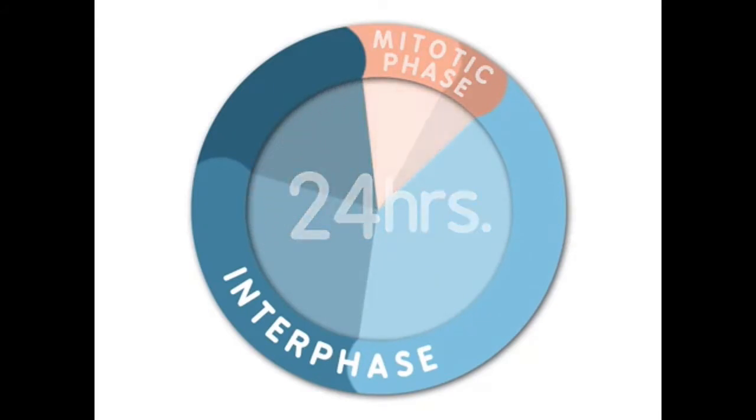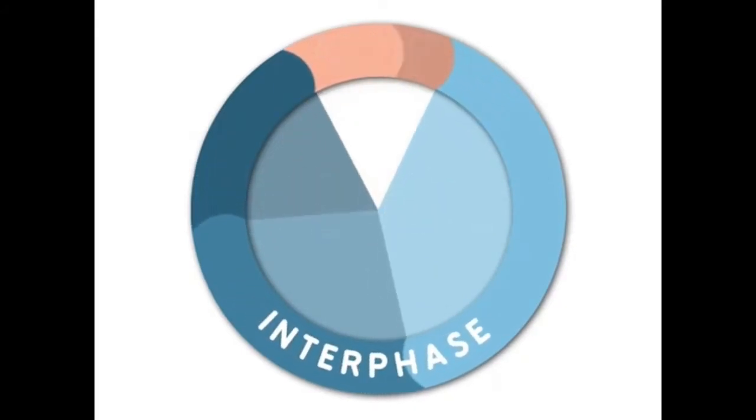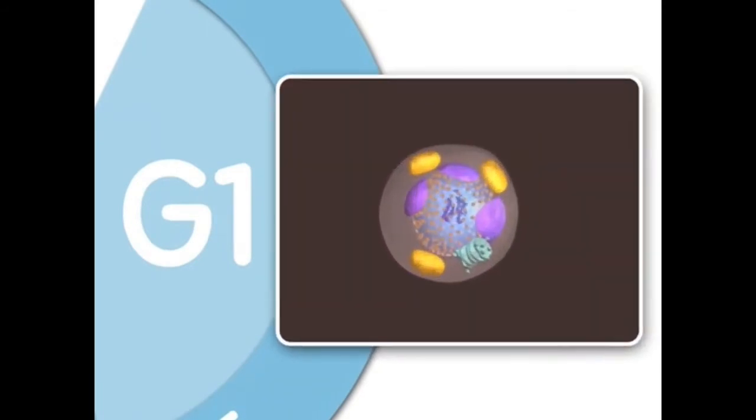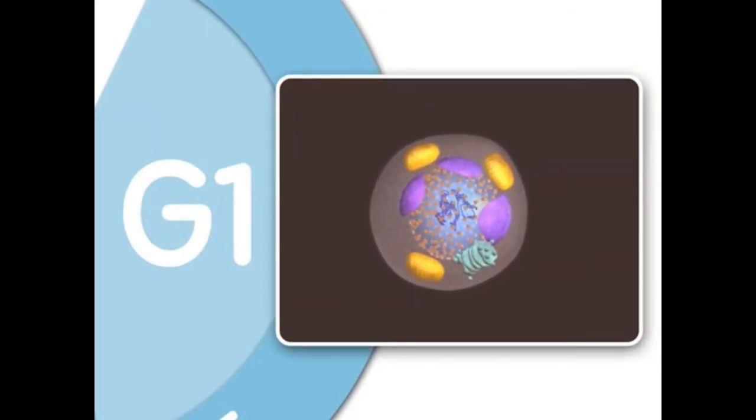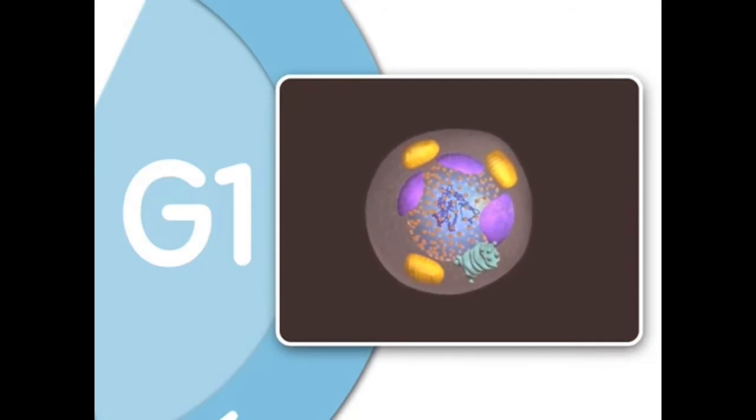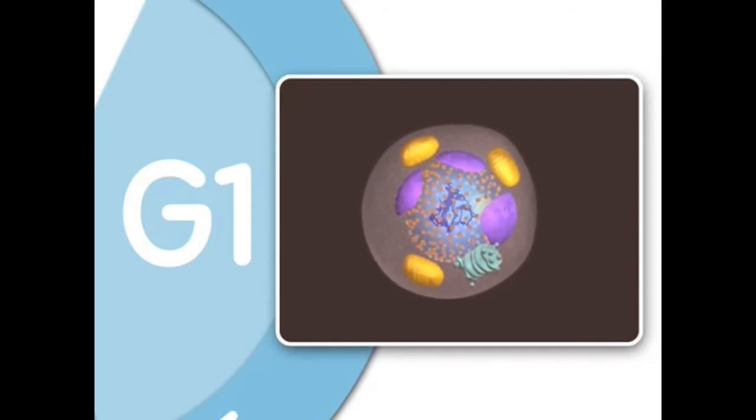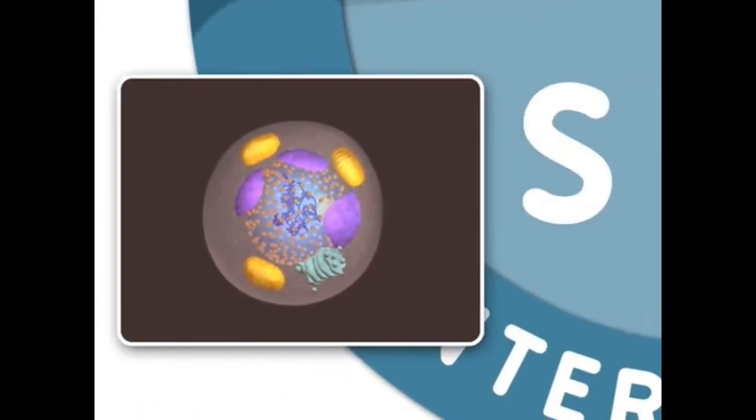Most of the life of a cell is spent in interphase. Interphase consists of three stages called G1, S, and G2. G1, or gap 1, is the first growth stage of interphase. In G1, the cell grows to nearly its full size and performs many of its specific biochemical functions that aid the organism. Next is the S, or synthesis phase.